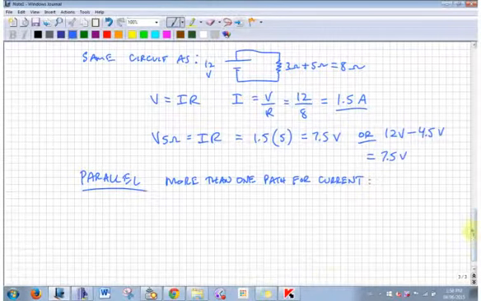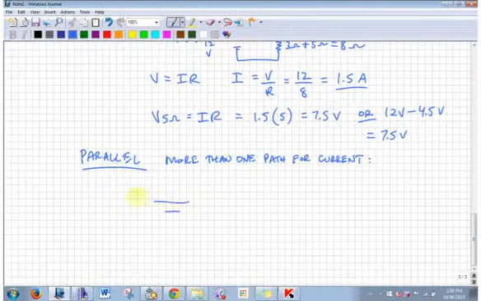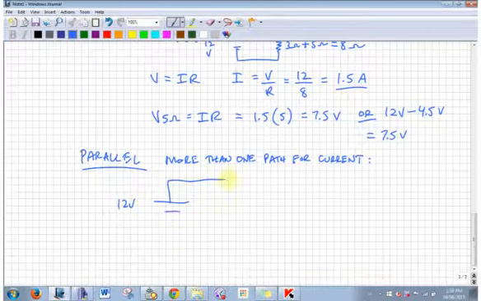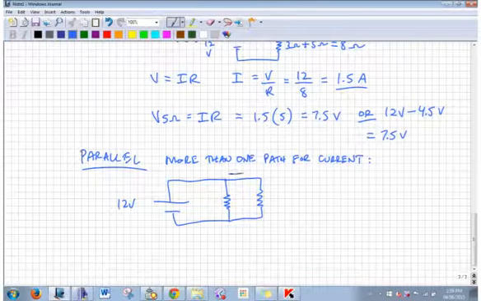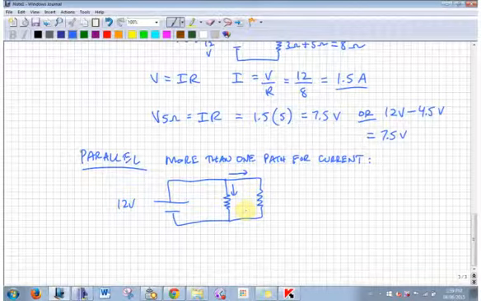Okay, so let's do a little parallel circuit. Same battery. There's one path. There's another path. So if there's water flowing, it's got a junction here, right? Some of the water can go that way, some of the water can go that way. There's two paths. These resistors are wired in parallel. That's 3 ohms. That's 2 ohms.